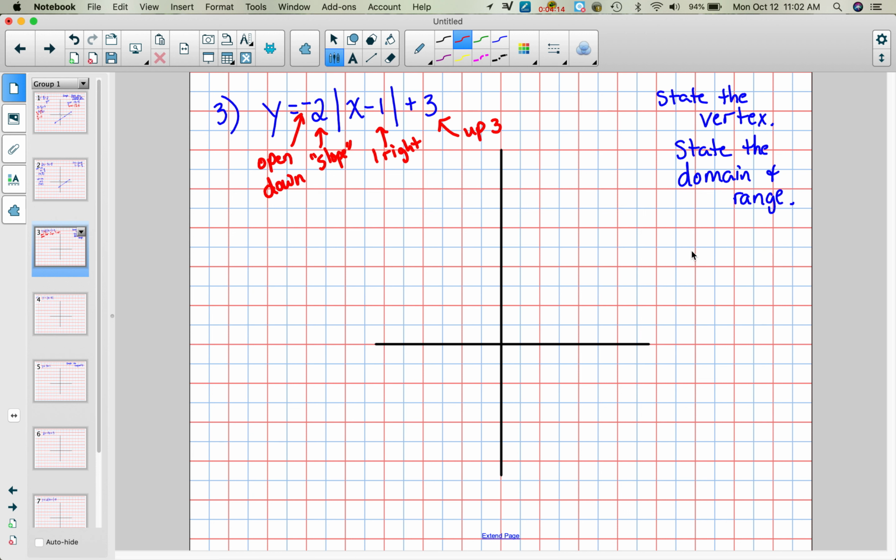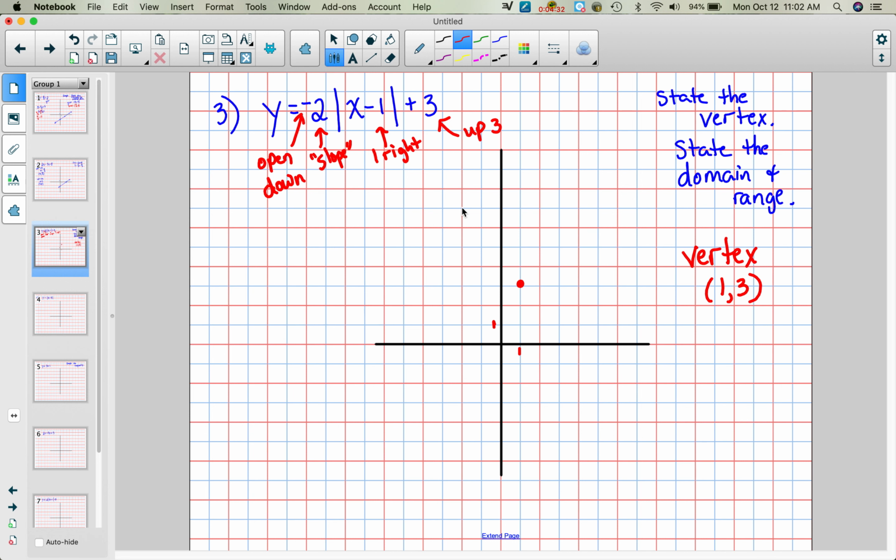Okay, so we're going to label the vertex. So the vertex, remember the parent graph would have been (0, 0). If we go to the right one and up 3, here's the vertex. So that's the point (1, 3). Okay, so you find that here in the equation.